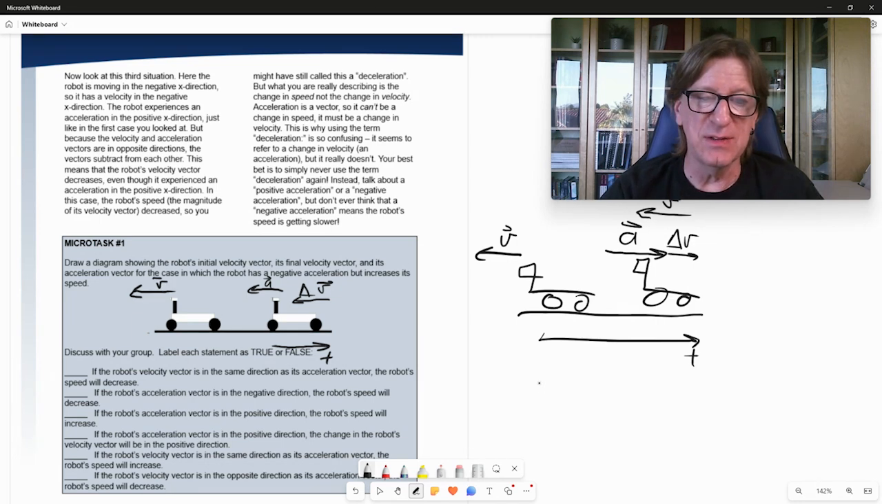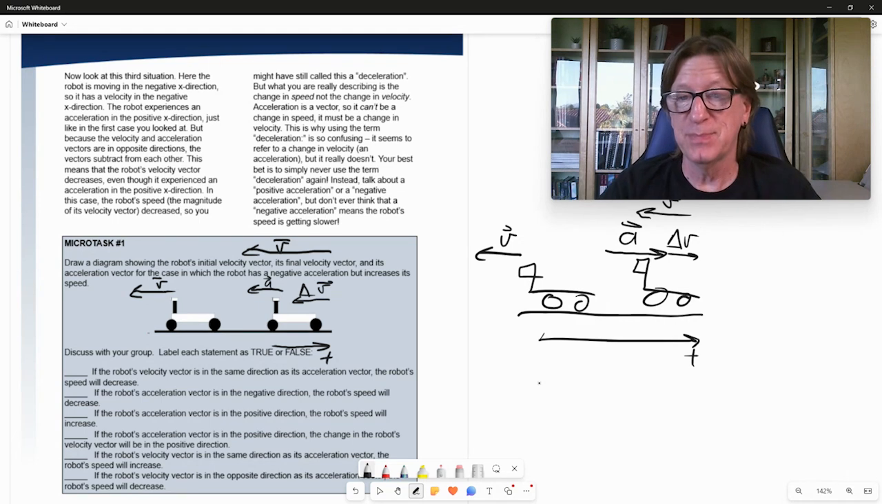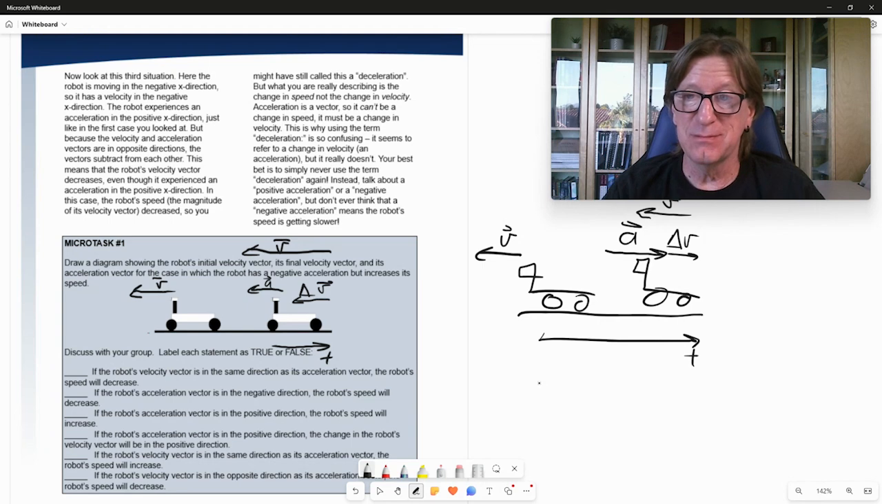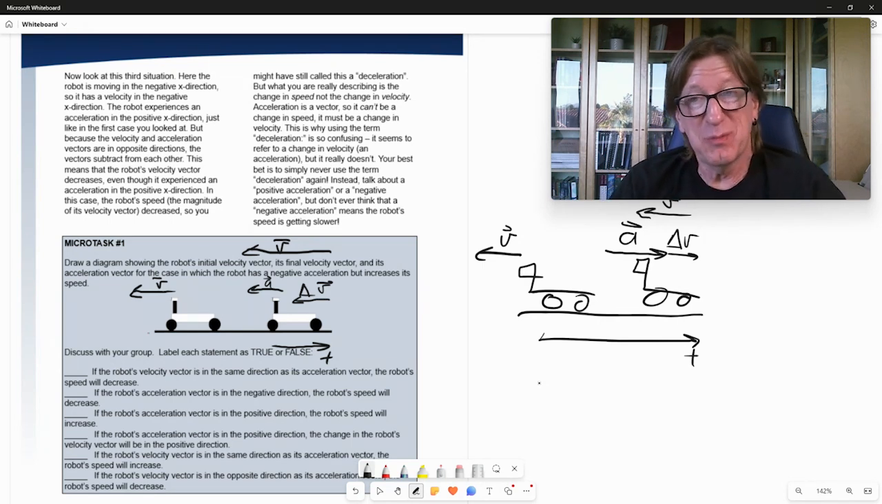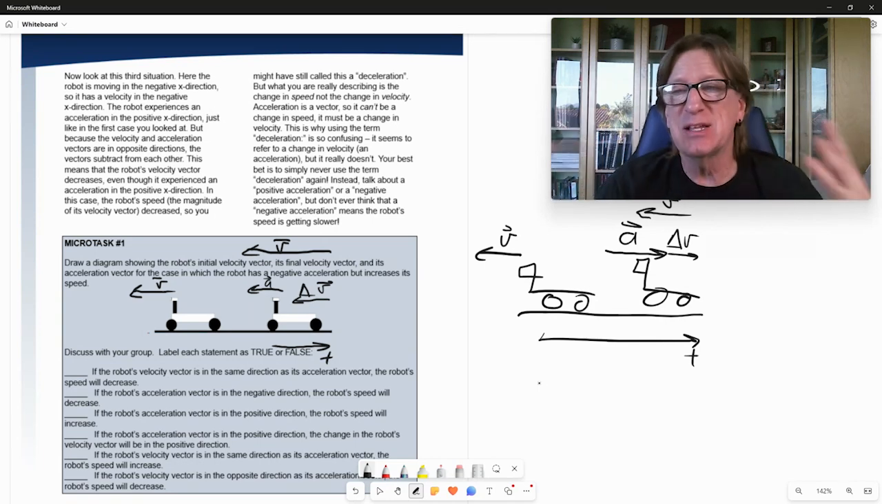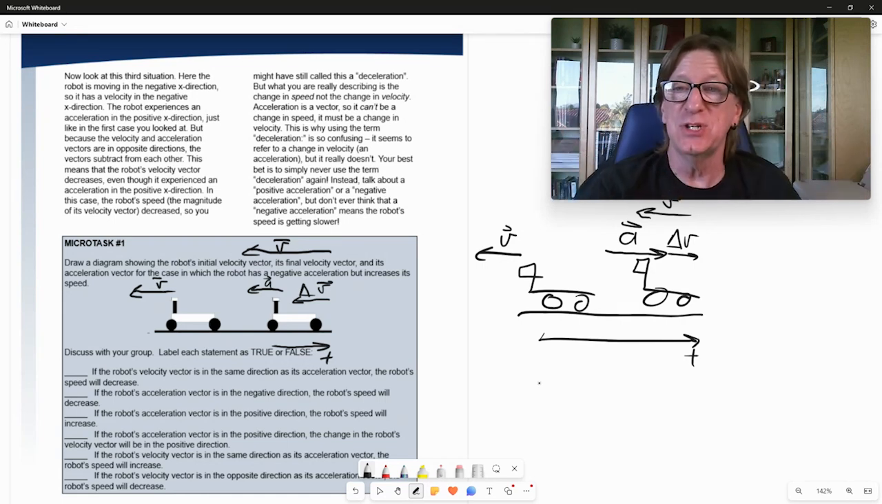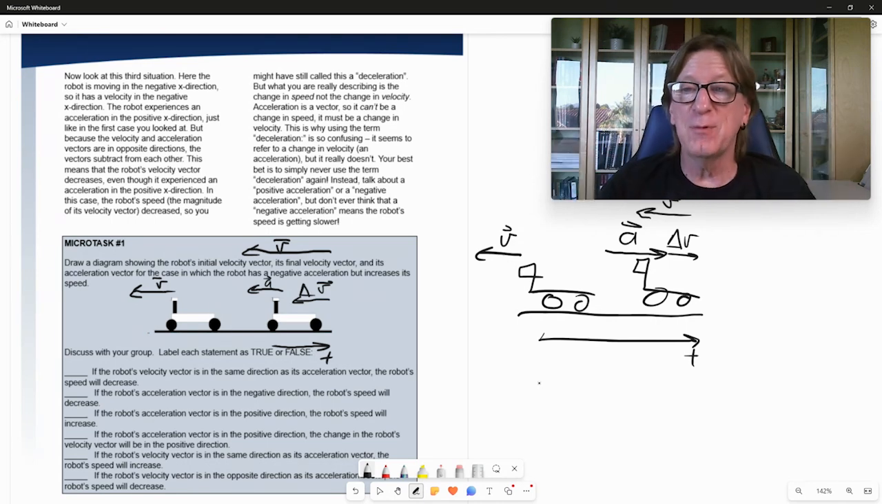And then my final velocity vector: I took this and added in my negative change in velocity. So my final velocity is going to look something like this. It's going to be bigger than this. The robot sped up. So here I've got a case where I have a negative acceleration and the robot speeds up. Could we call that a deceleration? Well, probably not. The term deceleration doesn't actually mean anything to us. So instead, we always want to talk about an acceleration in the positive direction or an acceleration in the negative direction. That way it's always clear.